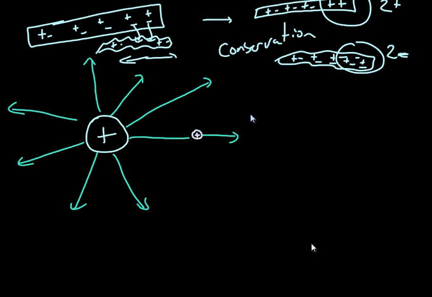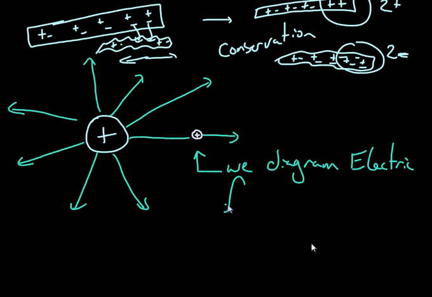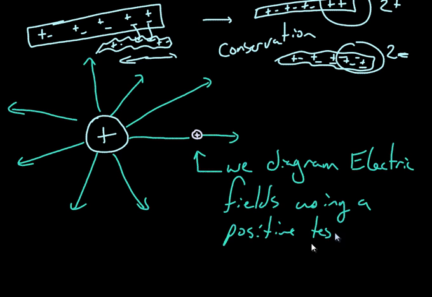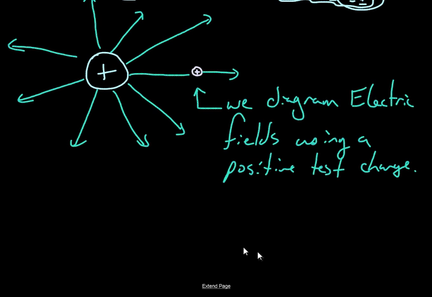So this is an important thing. We diagram fields, electric fields I should say, using a positive test charge. Wherever we put the test charge, this line is showing what force would be felt. No matter where I put this thing, it's going to always point away. If this changes to a negative charge, now my positive test charge is always going to point towards.